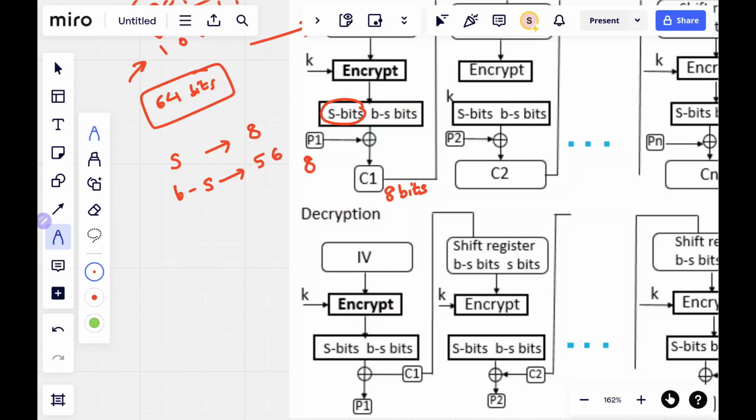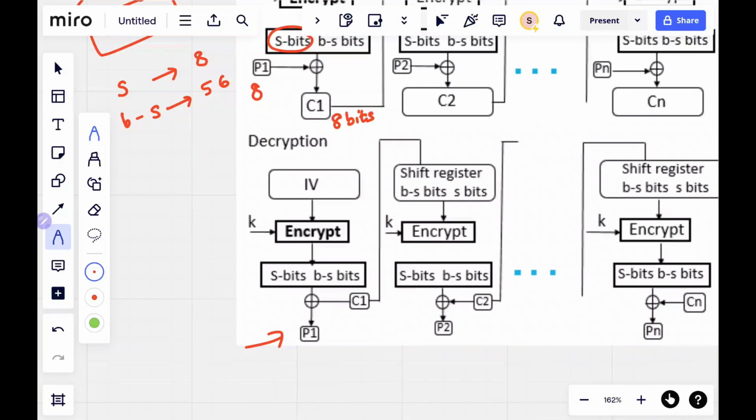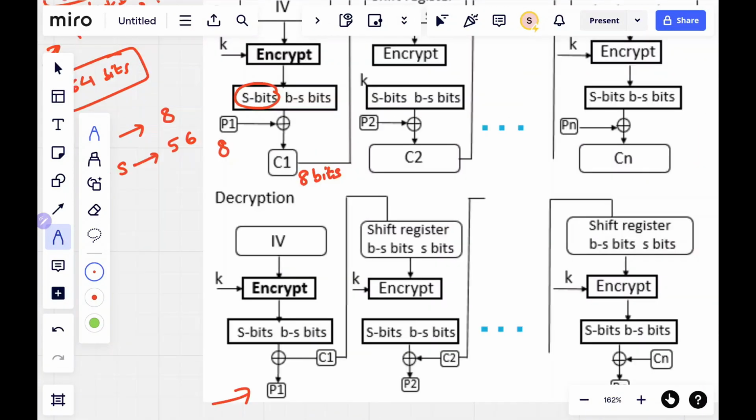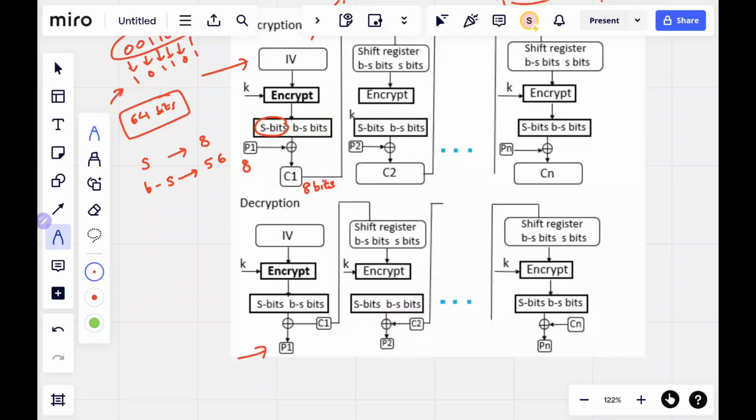Now what we are doing is we are XORing those S bits, not with the P1. This time we are XORing it with C1, so that we get P1 as the result of the first block. So I hope this process is clear. Again, we'll take C1 and replace the shift register as we saw in the previous case. And this process keeps on going until we get the final plain text.